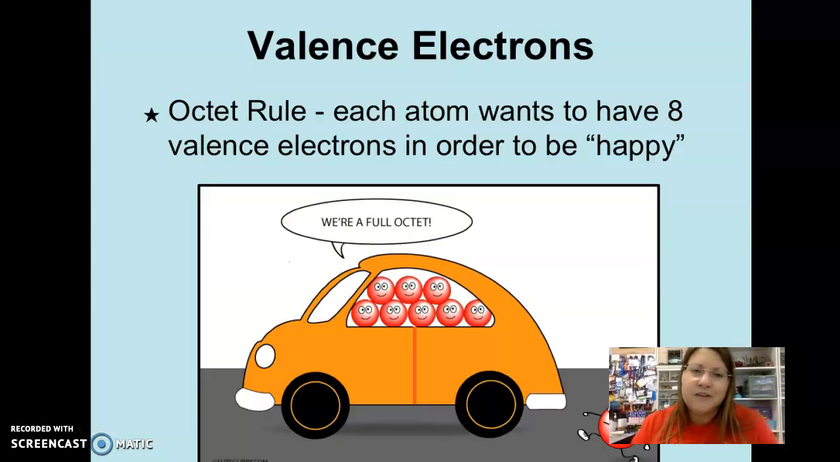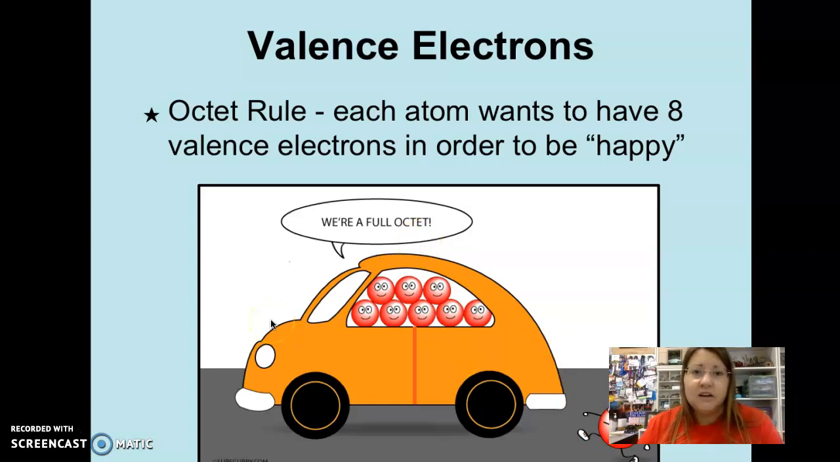So this magic number of 8, this is the octet rule. For an element to be a nice little happy element, it wants to have 8 valence electrons. 8 is the magic number because that will fill up the valence shell. So this little car here, 1, 2, 3, 4, 5, 6, 7, 8, it's got 8 electrons in there. It's all full up. It doesn't want this other electron that's running trying to catch up with the car.